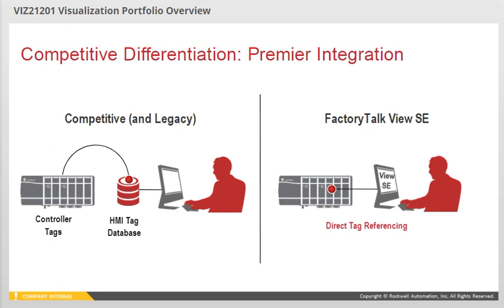When using an HMI tag database, it is hard to define a tag name standard because the tag name rules in the HMI are different than the tag name rules in the controller. With direct tag referencing, the user can standardize on Logix's tag name rules. Overall, direct tag referencing dramatically reduces engineering time and helps to create a more integrated solution.